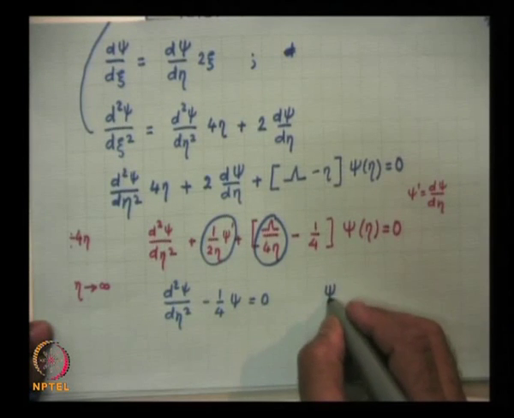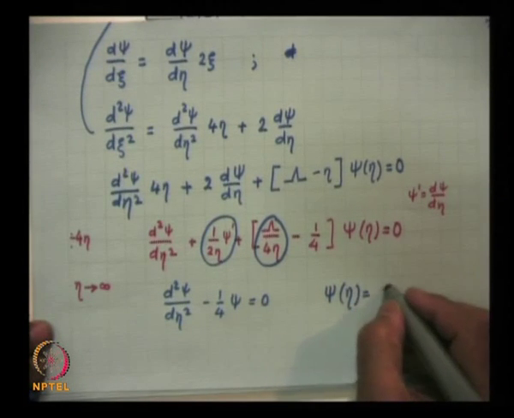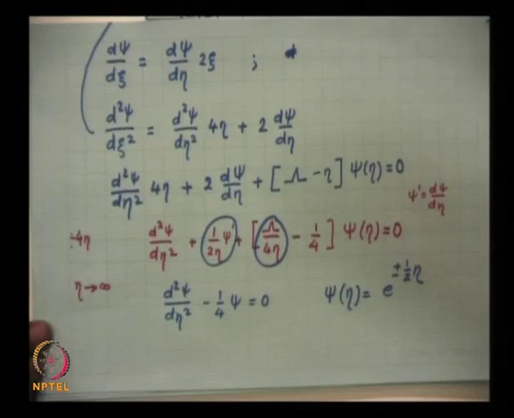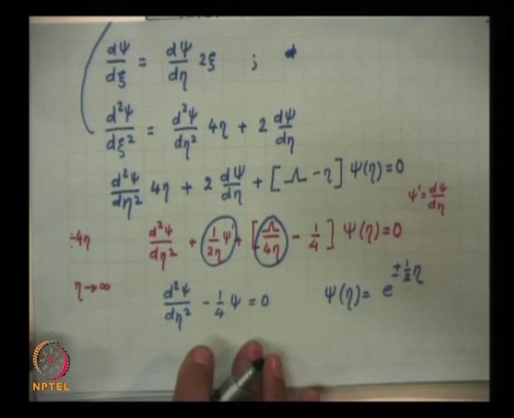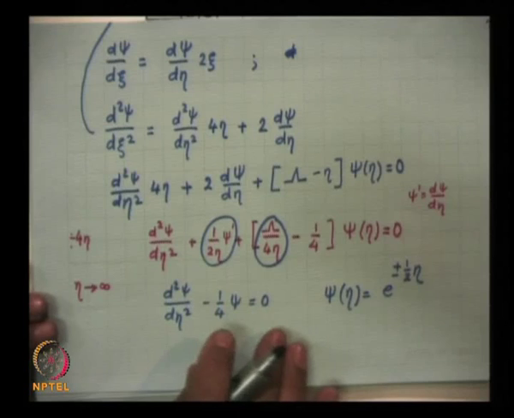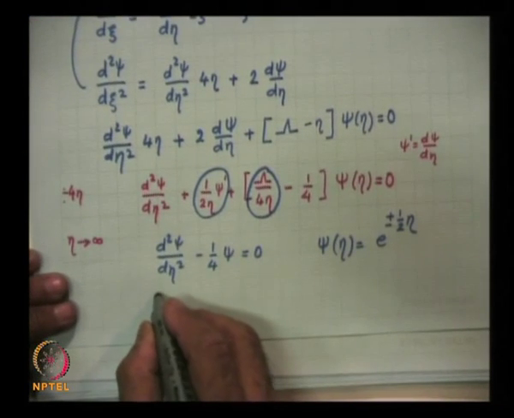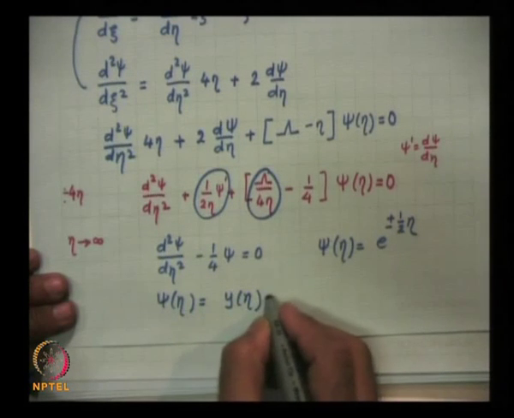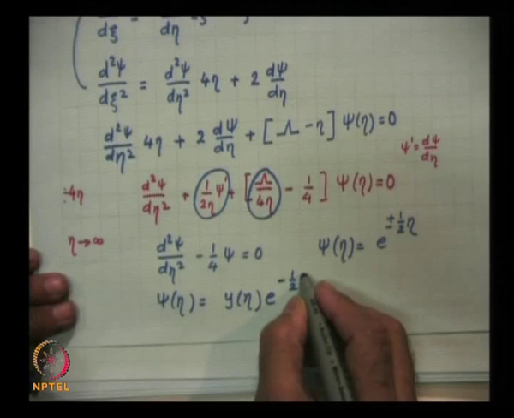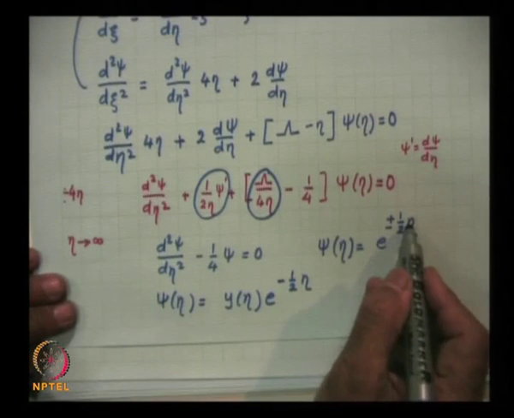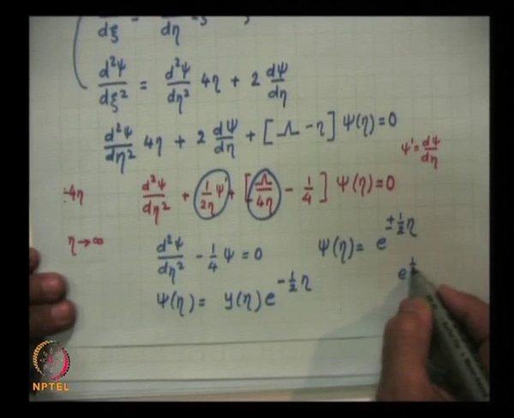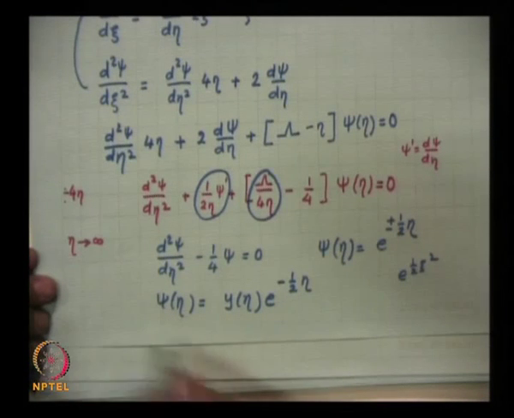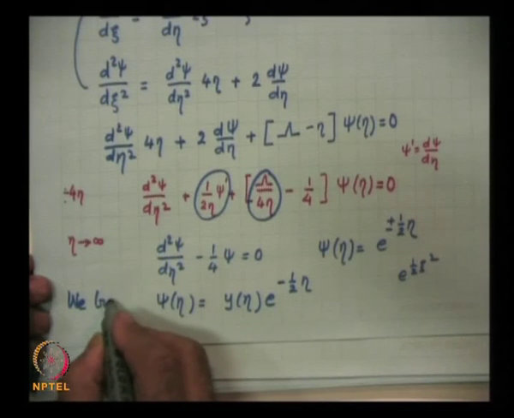And I know the solutions of this. Psi of eta will be e to the power of plus minus half eta. So, this suggests that we try out a solution psi of eta which is equal to y of eta e to the power of minus half eta. E to the power of plus half eta, that is plus half xi square, will blow up at xi is equal to infinity. So, we try out a solution like this.